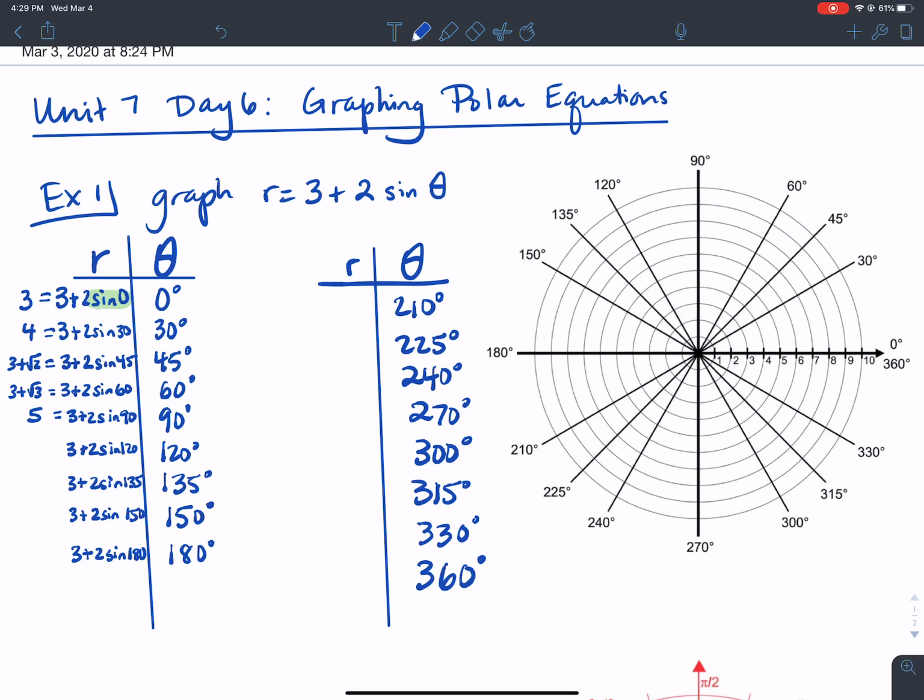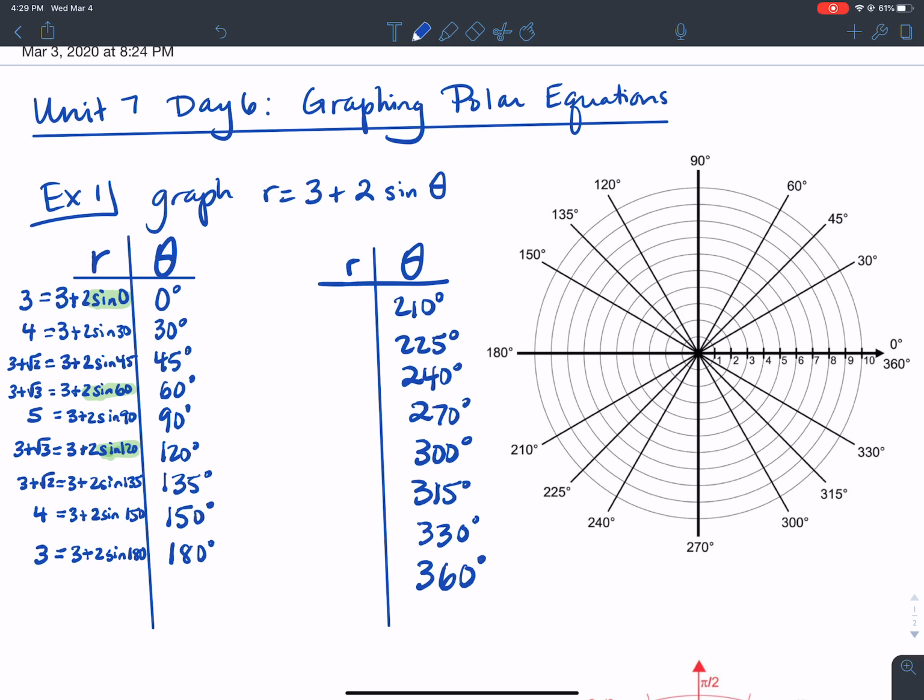Now here's where our values repeat, because sine of 120 is the same as sine of 60. So these values should repeat. Sine of 120 is root 3 over 2 times 2 is root 3 plus 3 is 3 plus root 3. So this is now a pattern, so I'm just going to repeat the values that we got. If you want to double check that, you're more than welcome to pause the video and check for yourself.